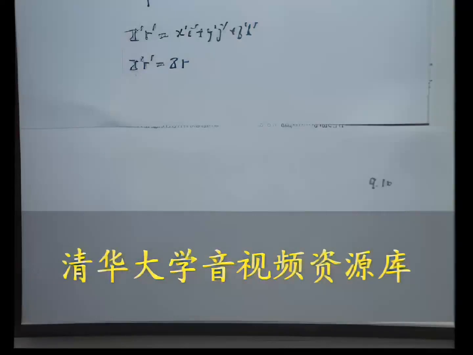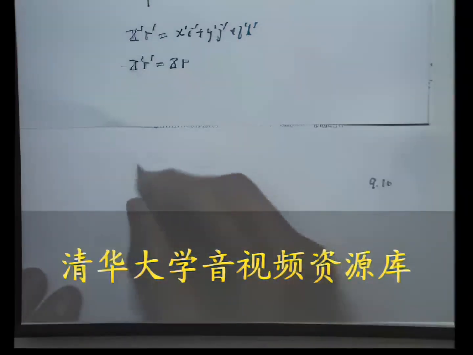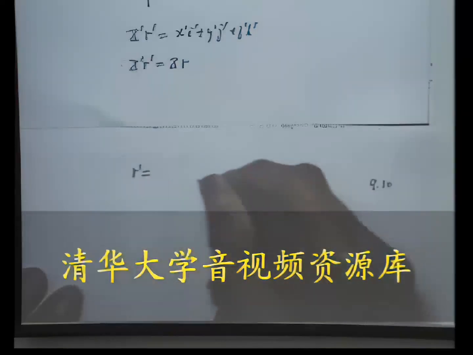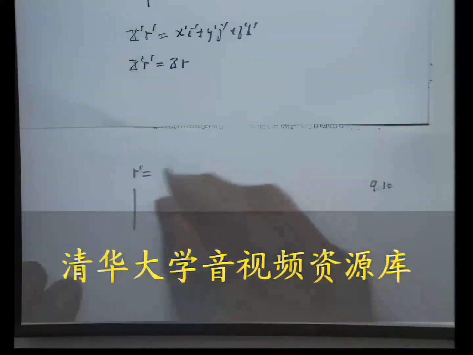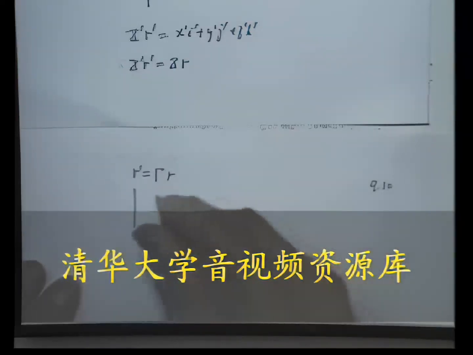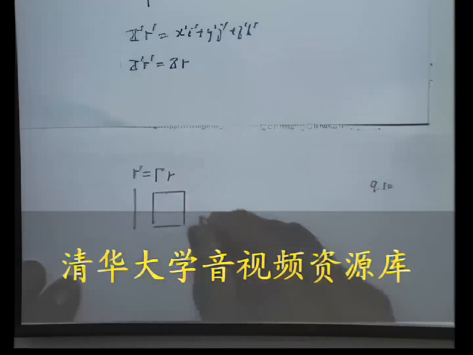So r prime is a column. Is equal to a matrix which I shall call gamma times r, where this gamma is a 3 by 3 matrix, and this is r prime.